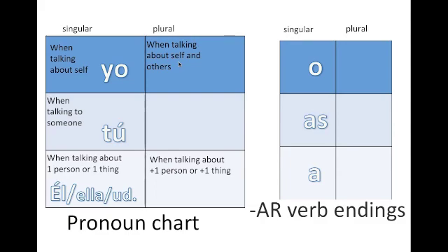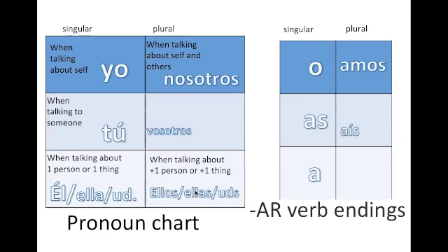When talking about oneself and others, like you and someone else, that's nosotros, we. And the verb ending is going to be amos. We're not going to do the vosotros form. When talking about more than one person or thing, the pronoun is ellos, ellas, or ustedes, and the verb ending is an. Excuse me, I said the verb. I meant to say the pronoun is ellos, ellas, or ustedes. Ellos would be for a group of guys or a group of guys and girls. Ellas would be for just a group of girls. And ustedes would be for you plus someone, or y'all. That's the way you would say y'all.